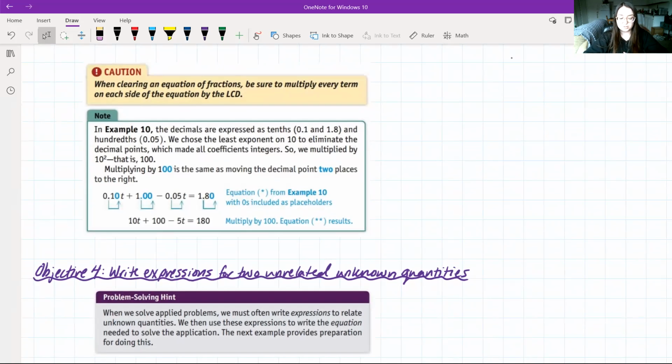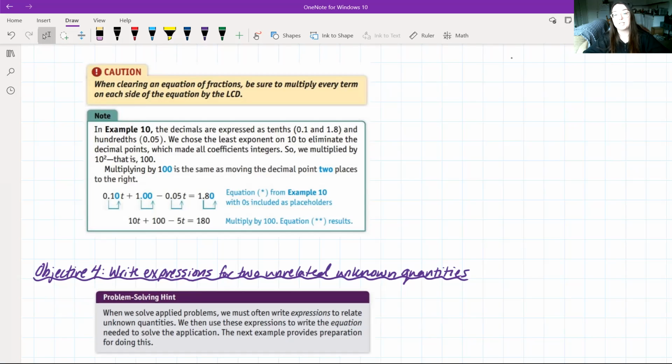Then, just as a note, in example 10, which was in your book, this is just to say that decimals are expressed as tenths and hundredths. So either 0.1 or 1.8, which are the tenths, so there's one number after the decimal place, or hundredths, where there's two numbers after the decimal place. So we chose the least exponent on 10 to eliminate decimal points, which made all coefficients integers. So we multiplied by 10 squared, which is 100.